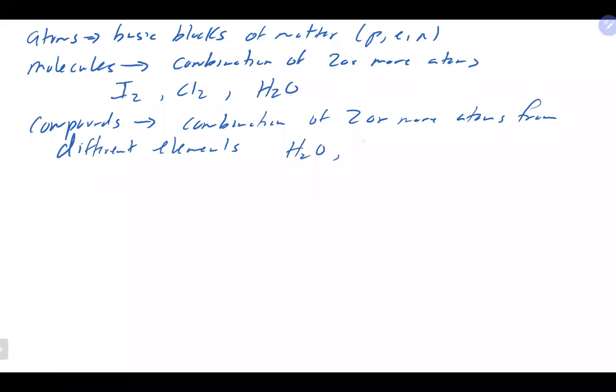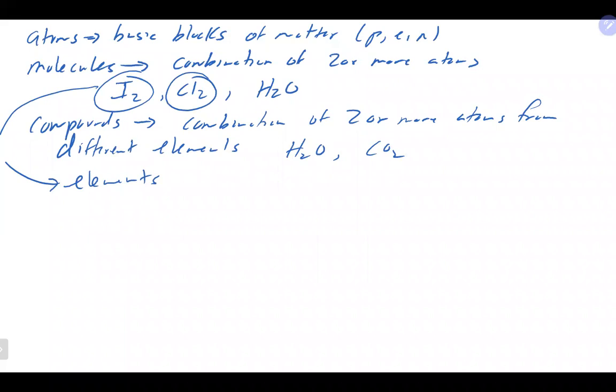Like H2O, CO2, whatever it may be. A reminder that I2 and Cl2 are not compounds, they are molecules, and they're also elements, right? So elements are really the basics of what everything is built off of. The basic representation of elements are atoms, and you can't go any further back than elements. So you can break things back down from compounds into elements, but you can't go any further than that.